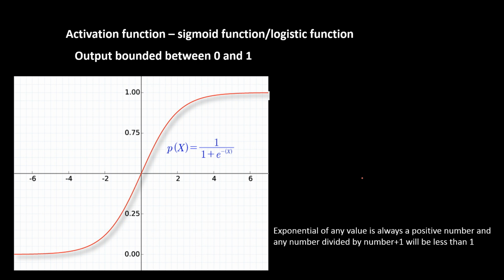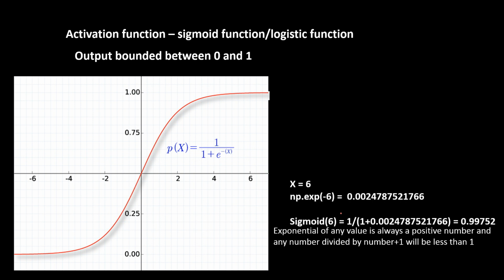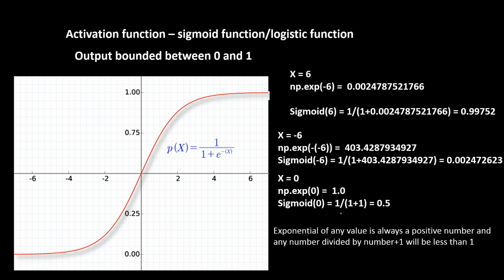Okay, so let's look into the sigmoid function or the logistic function, because that's what is used in logistic regression. So the sigmoid function takes any input, and it will be bounded between 0 and 1. This is the mathematical formula of it. Given any x, the output is 1 by 1 plus e minus x. Let's see an example of it.